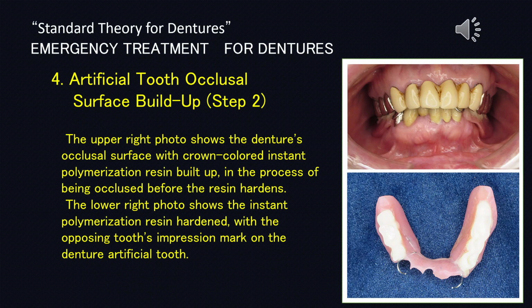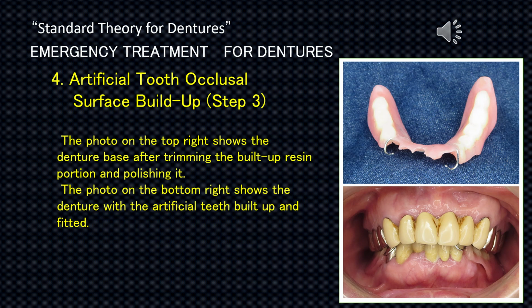4. Artificial tooth occlusal surface buildup. Step 2. The upper right photo shows the denture's occlusal surface with crown-colored instant polymerization resin built up, in the process of being occluded before the resin hardens. The lower right photo shows the instant polymerization resin hardened, with the opposing tooth's impression mark on the denture artificial tooth.